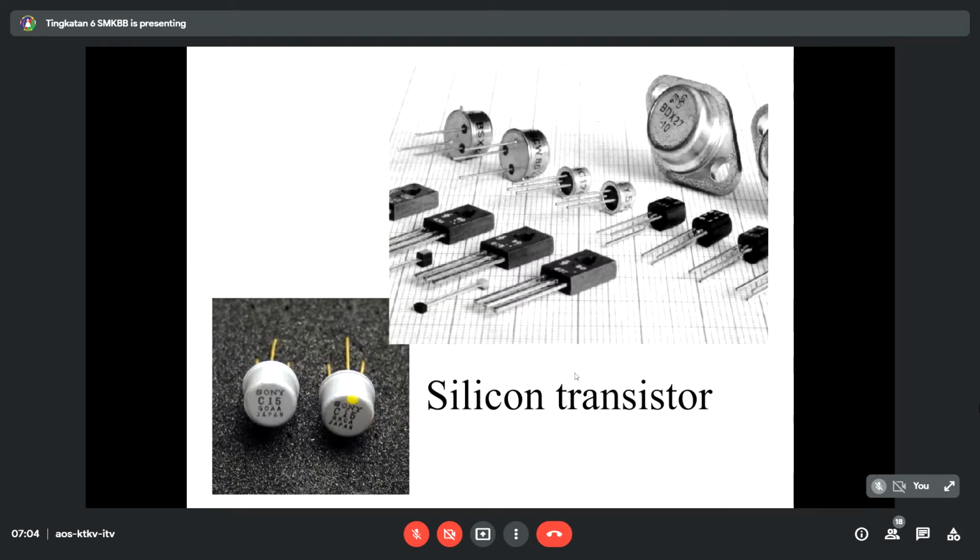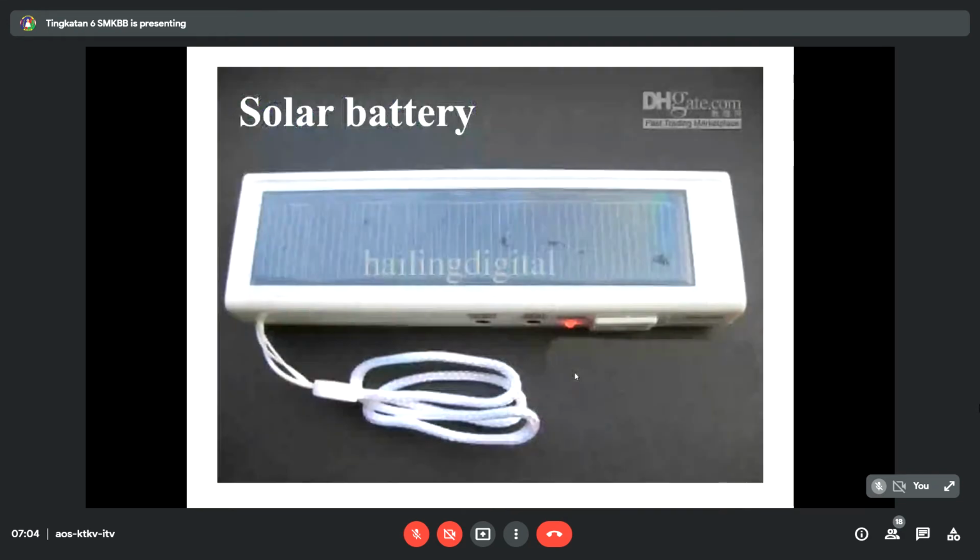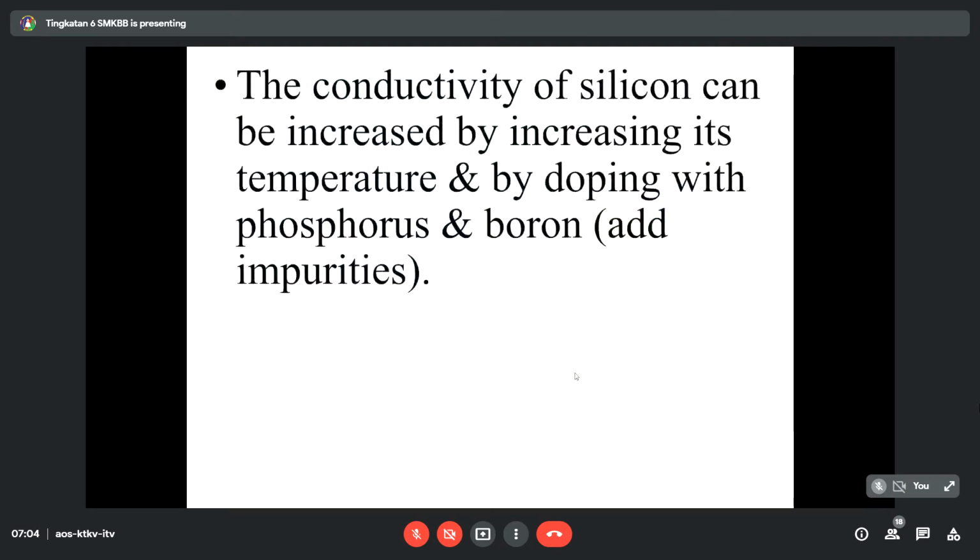Of course, I guess if you ever see a circuit board, isn't it? You're going to see a lot of all this. Okay, they're all transistors, semiconductors. Okay, all these things are present in a circuit board. So of course, may not be all of them, but most of them are made of silicon. Inside a solar battery, that means the circuit board inside, okay, they all may contain silicon.